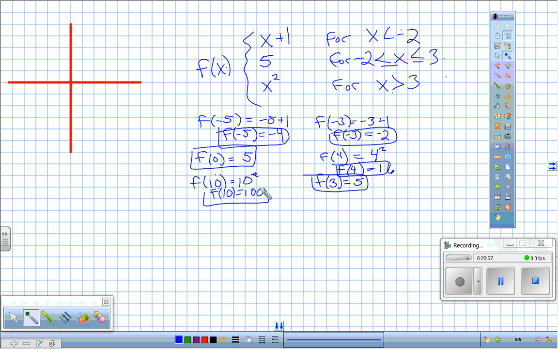I can make a table of values if I needed help to graph things. But what I always do is go back to my basic functions. So x plus 1, I know I have a graph that will go through positive 1, and it will have a slope of positive 1. So I will go back a few places, and then I go ahead and make that graph.